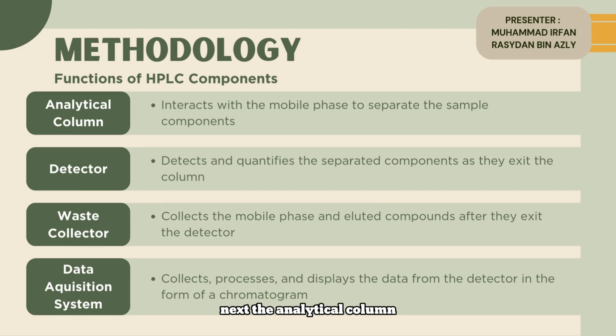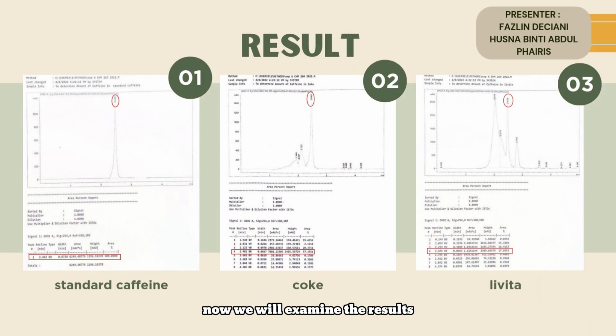Next, the analytical column interacts with the mobile phase to separate the components in the sample. The detector then detects the separated components as they exit the column. After that, the mobile phase and eluted compounds are collected in the waste collector after they exit the detector, and the data from the detector are collected by the data acquisition system to be processed and displayed in the form of a chromatogram. Now, we will examine the results of a caffeine content analysis using HPLC.